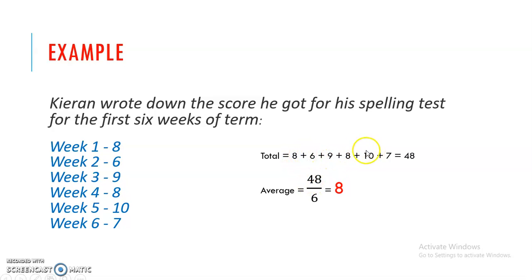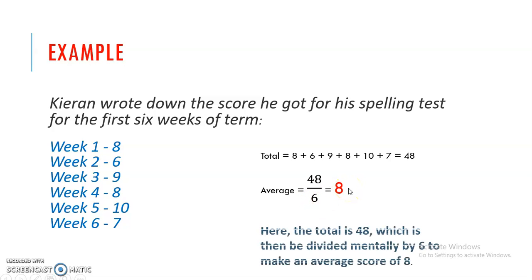Like I said, the total divided by the number of values. How many numbers do we have? 1, 2, 3, 4, 5, 6. We summed, it gave us 48, but there are 6, so 48 divided by 6 is 8. So the average, therefore, is 8. Here, the total is 48, which is then divided by 6 to make an average score of 8. So the average score that Kieran got is 8.